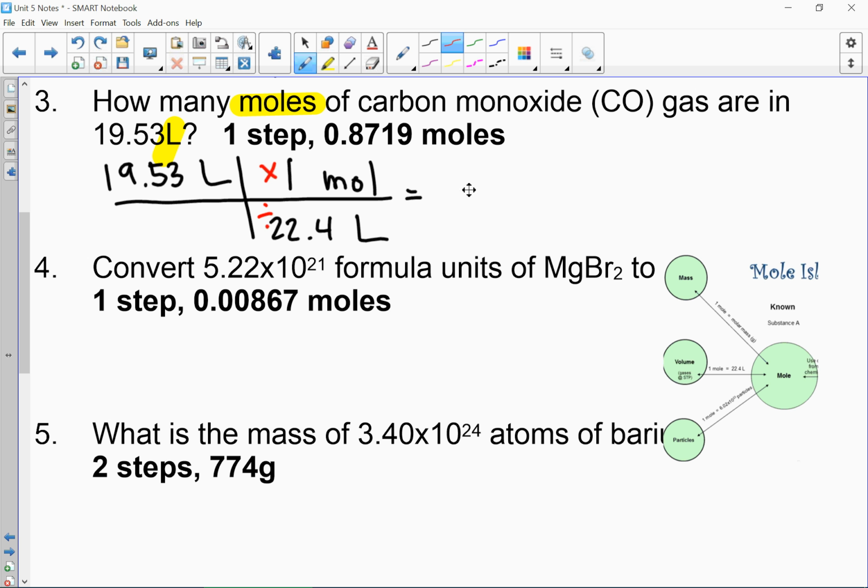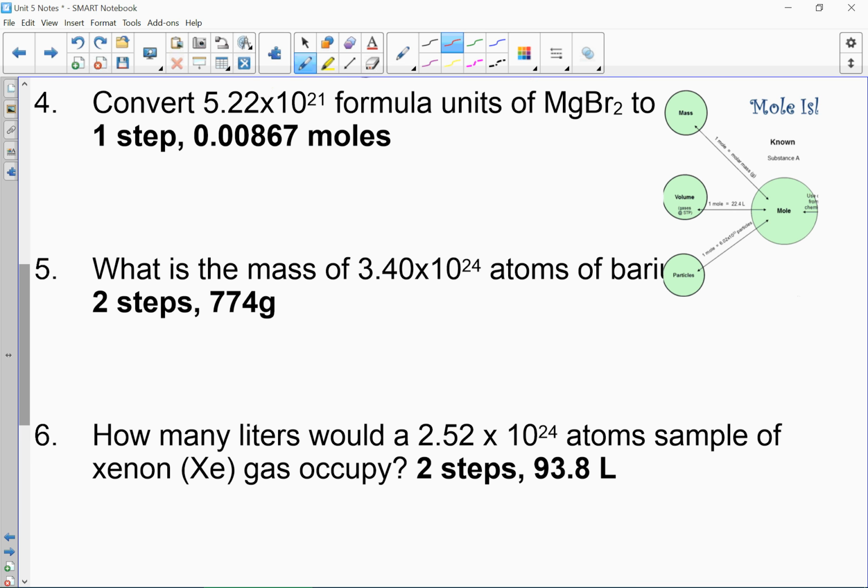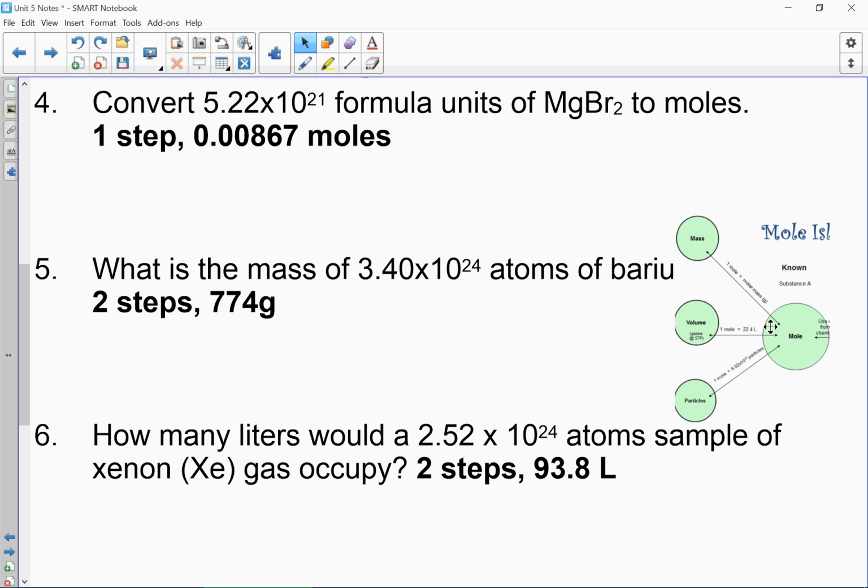So your calculator is going to say 0.871875. Started with 4 sig figs, we're going to end with 4 sig figs. So that 8 right there, because of the 7, got rounded up to a 9 in our answer. So take a look at the next one.